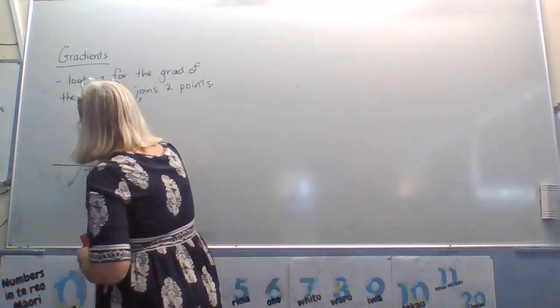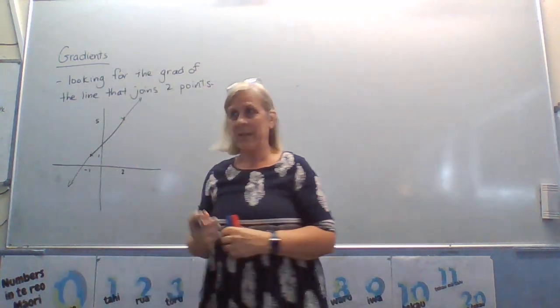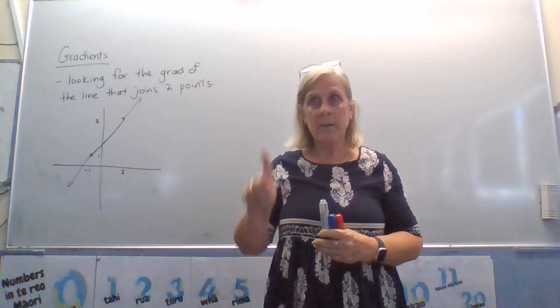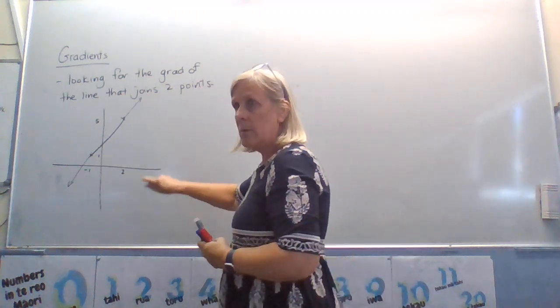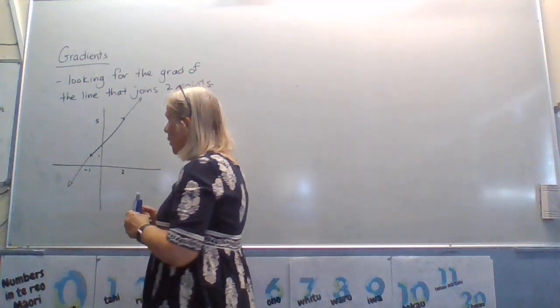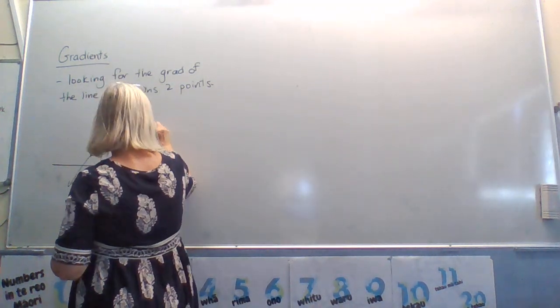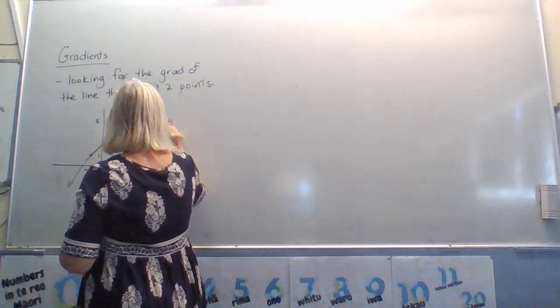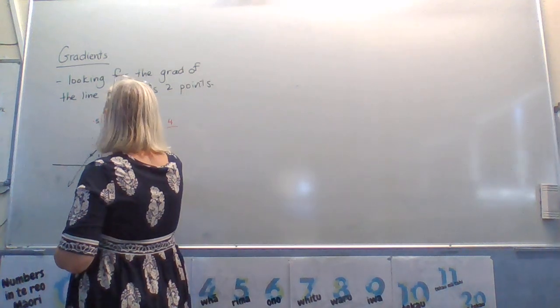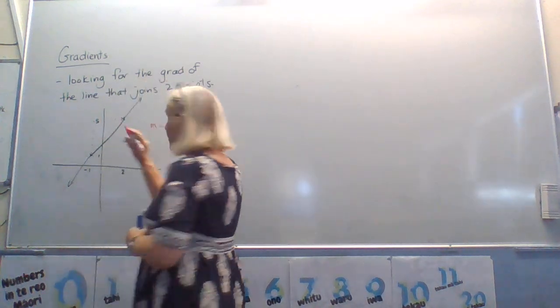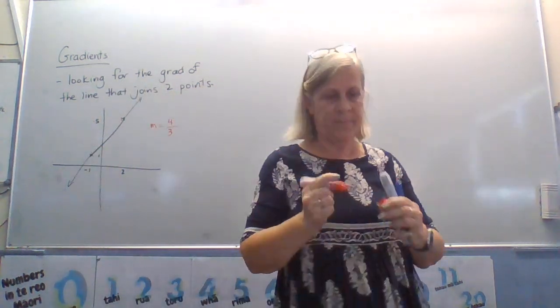So what could we do to find out the gradient? We could count. Good. So we could count 1, 2, 3, 4. M equals 4. Up over 1, 2, 3. The gradient is going to be 4 over 3.